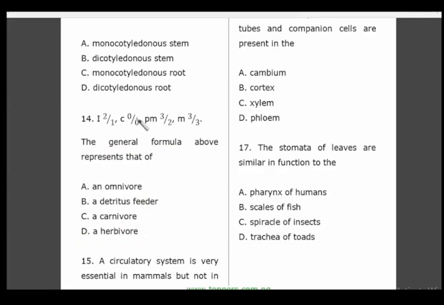Now we have a clue. In as much as our canine is 0, 0, as you can see here, irrespective of what the incisor, the premolar, and the molar is telling us. Since our canine is 0, 0, it tells us that it is a herbivore. Herbivores do not have canine. So the answer to this particular question is D, which is a herbivore.